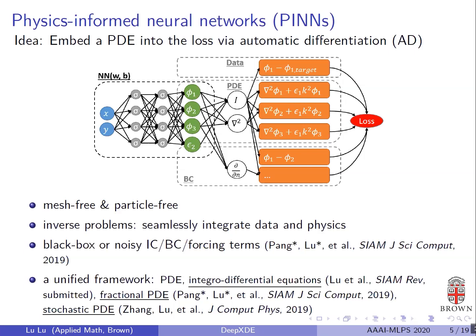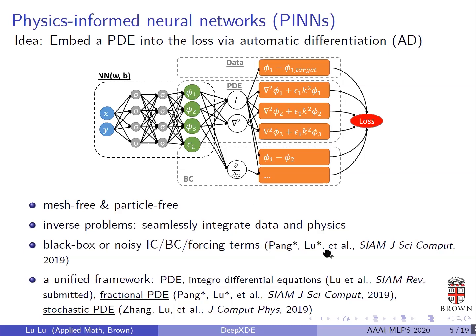Then what's the advantage here? The first advantage is that this method is mesh-free and even particle-free. So we can bypass the process of drawing the mesh. It's really time-consuming to draw all the meshes. And more importantly, PINNs can seamlessly integrate the data information and the information of PDEs or other types of physics, like momentum conservation or mass conservation.